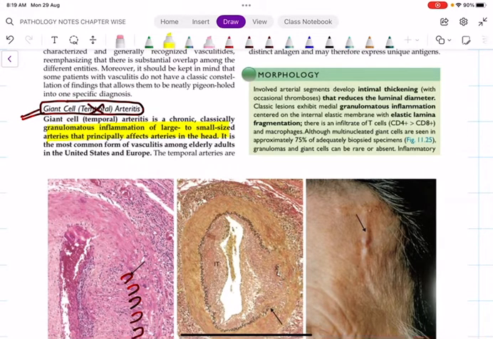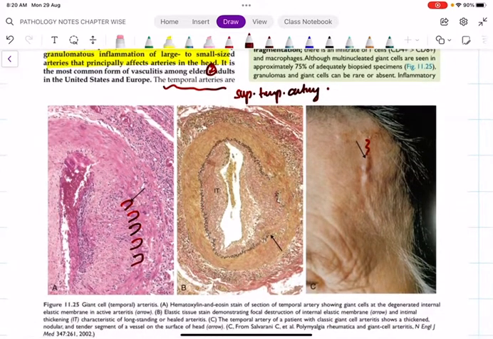That is the first point. Second point, it principally affects the arteries of the head. Each point is important. In a case scenario, they will ask: a patient comes with tenderness or pain over the head. That will be the classical clinical presentation in giant cell or temporal arteritis. Why is it called temporal arteritis? Because the temporal arteries are most commonly involved, and out of that, the superficial temporal artery is the most commonly involved. In this picture, you can see the enlarged, dilated superficial temporal artery.